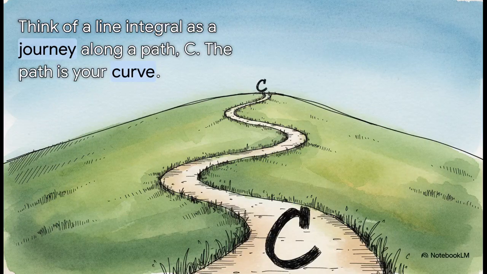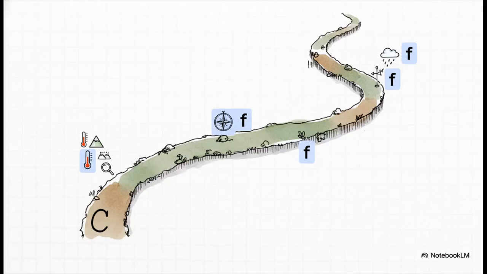The best way to get a feel for this is to think of it like you're on a journey. Imagine you're hiking a trail. That trail, with all its ups and downs and bends, that's your curve, C. Okay, so as you're walking along this trail, imagine at every single step you're measuring something. Maybe it's the temperature or the altitude at that exact spot. That measurement you're taking, that's your function, f. So going back to our first examples, f could be the density of that wire at each point, or the height of the fence right where you're standing.